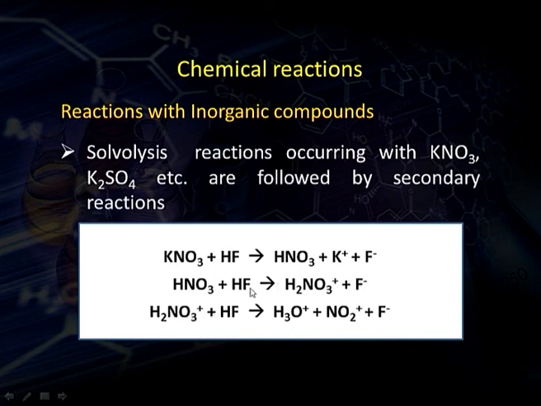Now, this HNO3 which was formed as a product in the earlier reaction again reacts with HF to form H2NO3 positive plus a fluoride ion. Now, this H2NO3 positive formed as a product in the second reaction reacts with hydrogen fluoride to give a protonium ion plus NO2 positive plus a fluoride ion.